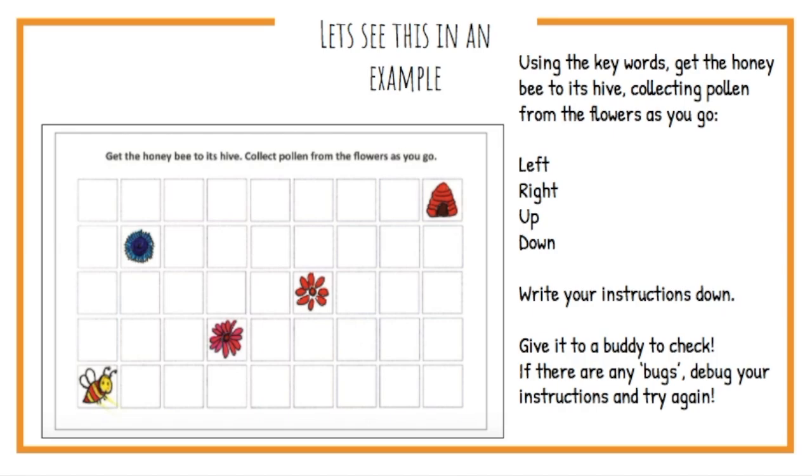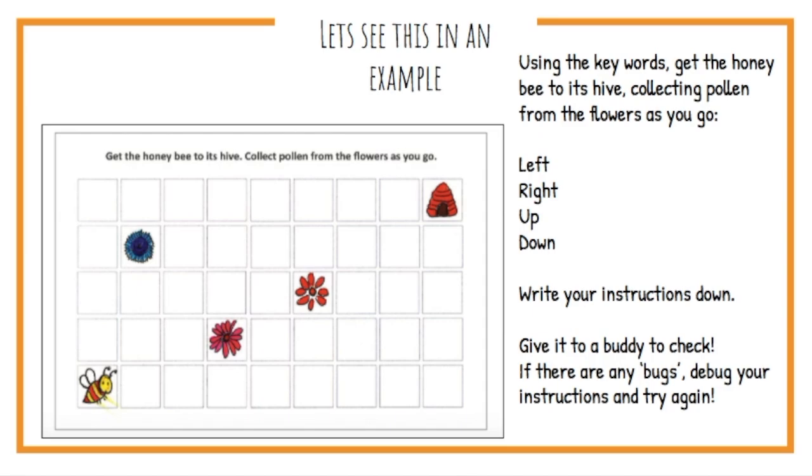So if we look at an example for a year 0 to 2 class, it would look like this. Using keywords such as left, right, up or down to get an object, in this one the bee, to the hive by going past some pollen or flowers as you go. The students would write the instructions down on a piece of paper, thinking about how they get the bee to the hive. So for example, if I was the bee, I might write up, up, up, right. Then you might go right, right, down, down. And so students are just simply working through a problem like this.